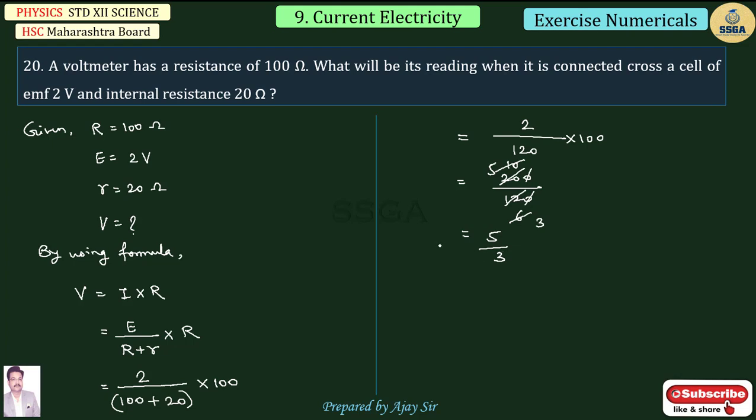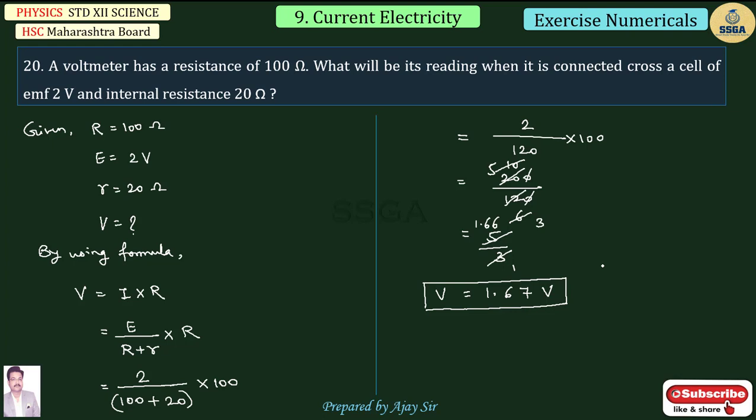So therefore voltage is equal to 5 by 3. So further we can divide. 3 1s are 3, again 2 is remaining. So then 20. Then 3 6s are 18, again 2 is remaining, 3 6s are 18. So 1.66, or we can simply write 1.67 volt. This is the reading shown by the voltmeter.